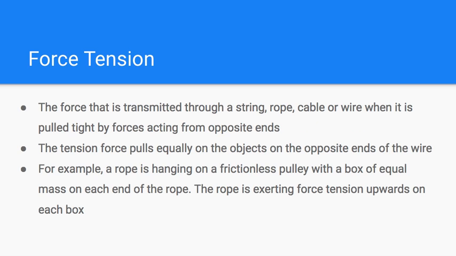Then we have tension force. This is the force that is transmitted through a string, a rope, cable, or wire when it is pulled tight by forces acting from opposite ends of the rope. So the tension force pulls equally on the objects on the opposite ends of the wire. This is kind of hard to understand, but an example might help. So for example, a rope is hanging on a frictionless pulley, and there are boxes of equal mass on each end of that rope. So the rope is exerting tension force upwards on each of the boxes.